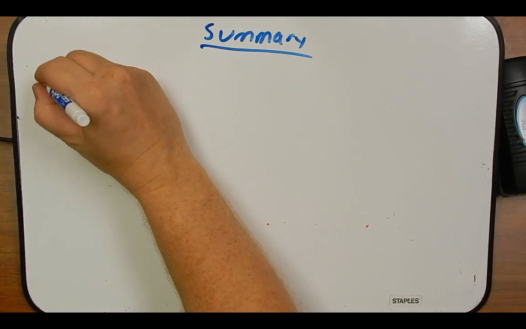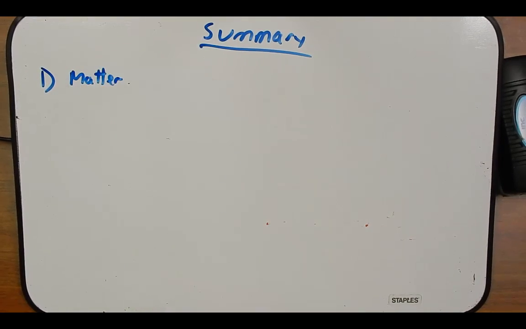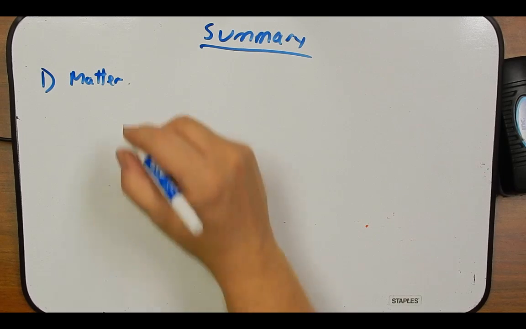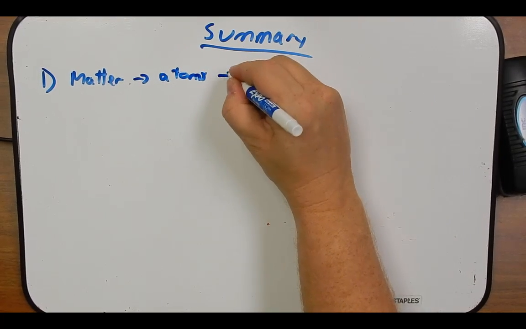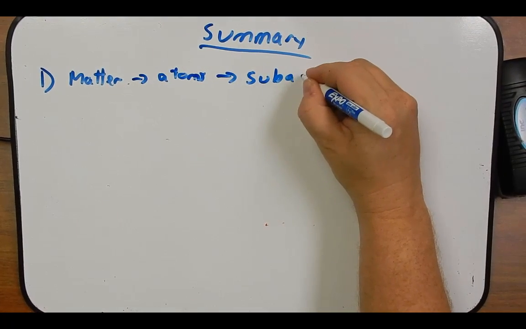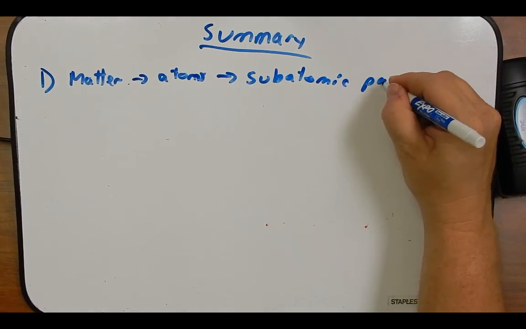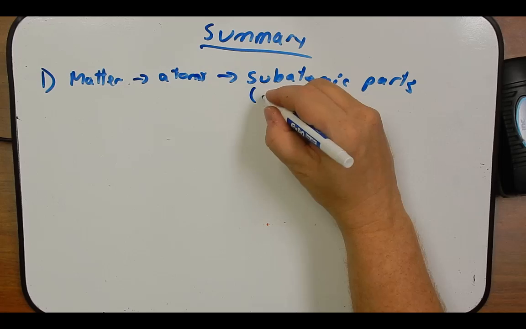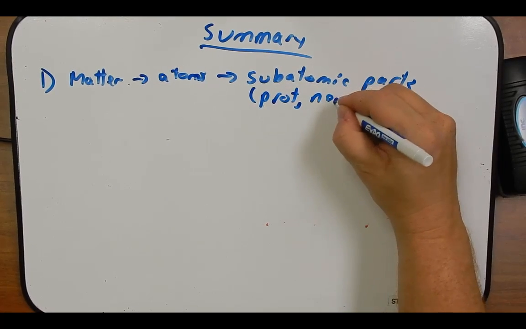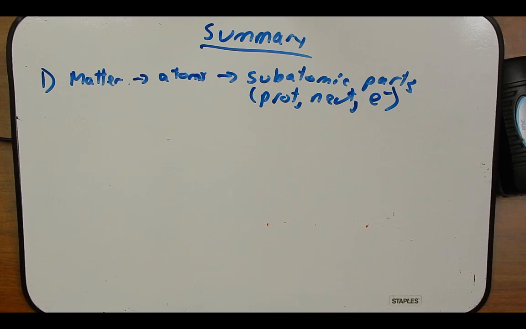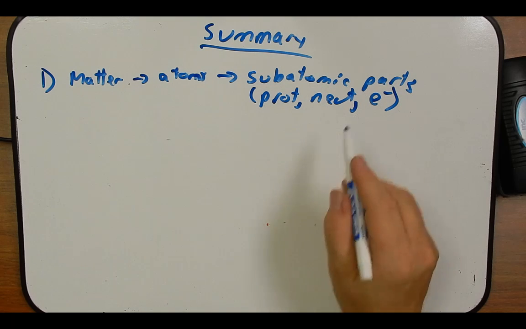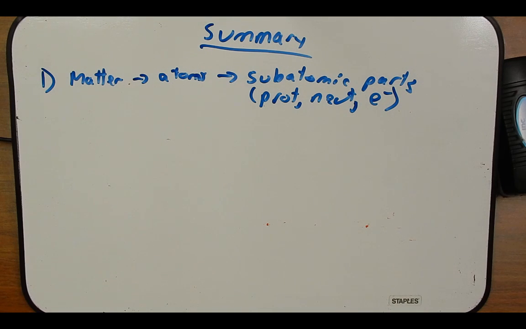Alright, that's all I had to say, so I'd like to close with a summary. Over this unit of material, we talked about several things. We talked about matter. We mainly talked about living matter, but we talked about how matter is made up of atoms. We talked about the subatomic parts of an atom, the protons, the neutrons, and of course the electrons. We talked about how to calculate how many protons, neutrons, or electrons there are in an atom. We defined isotopes. We talked about electrons and how they establish reactivity.